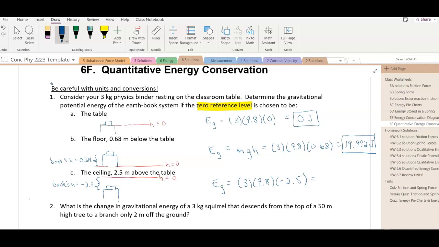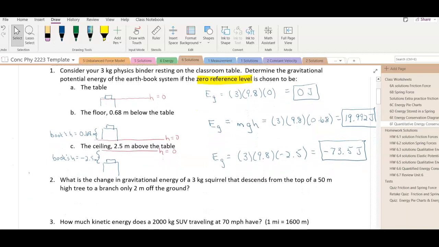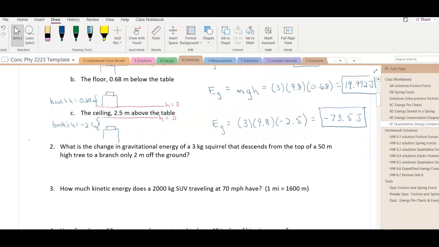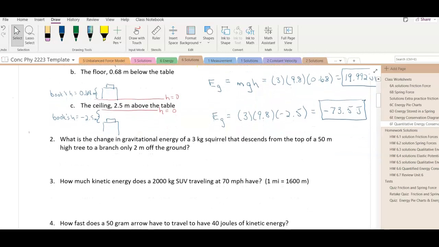So here that would be negative 73.5 joules. You know, if someone dug a tunnel under the ground, you might have a negative height. It does happen. It may not happen too much, but just to be aware of it.